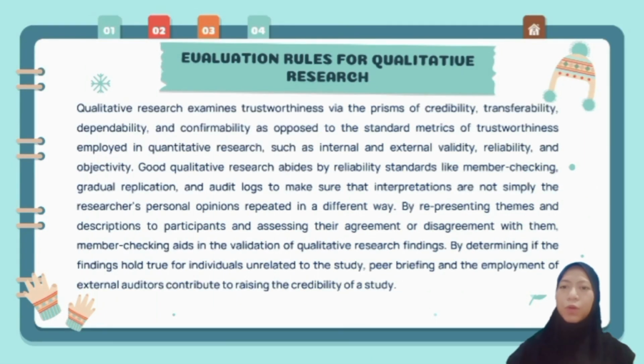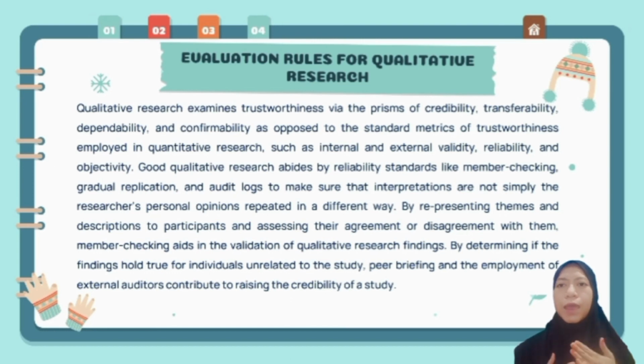Then, evaluation rules for qualitative research. Qualitative research examines trustworthiness via the primes of credibility, transferability, dependability, and confirmability, as opposed to the standard metrics of trustworthiness employed in quantitative research, such as internal and external validity, reliability, and objectivity. Good qualitative research abides by reliability standards like member checking, gradual replication, and audit logs to make sure that interpretations are not simply the researcher's personal opinions repeated in a different way.